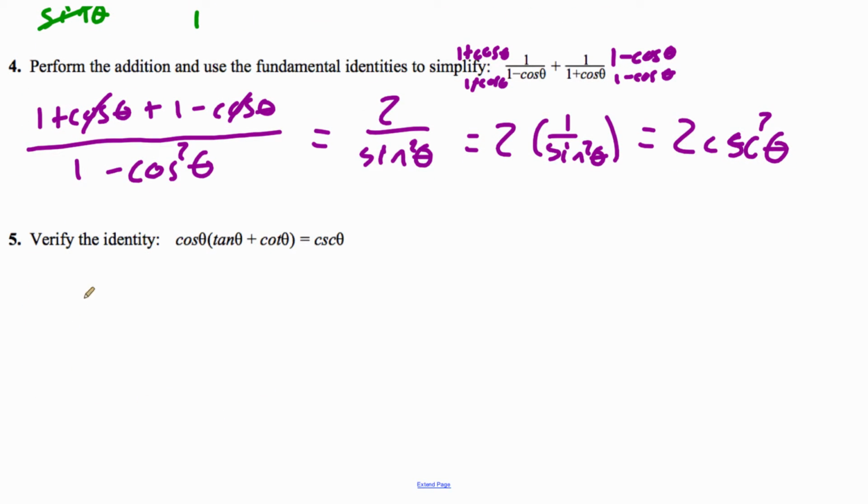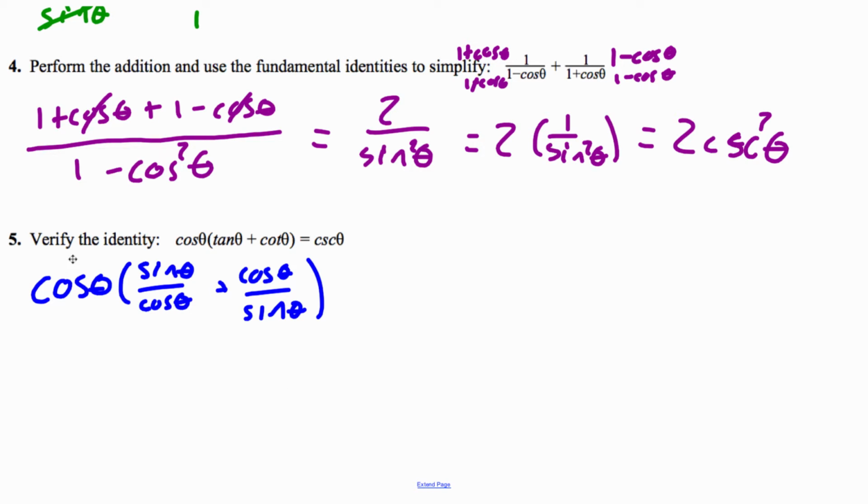Taking a look at problem number 5, we're asked to verify this identity. So we've got the cosine of theta times tangent of theta plus cotangent of theta equals the cosecant of theta. Now, typically, one thing we might want to do is to change things into sines and cosines. So what I'm going to do is work on the left-hand side and change the tangent and cotangent into things that have sines and cosines in them using quotient identities. So we've got the cosine of theta times tangent is sine over cosine, plus cotangent is cosine over sine.